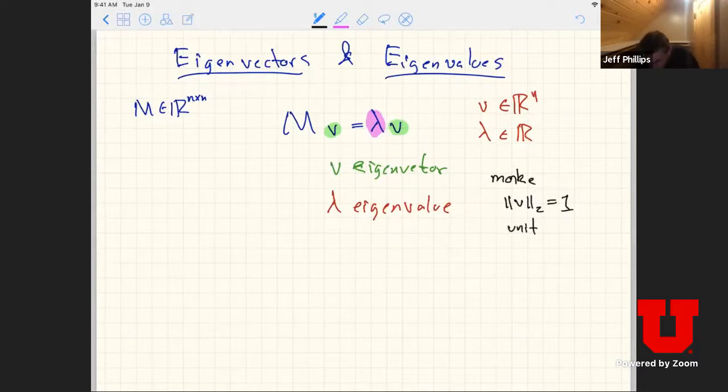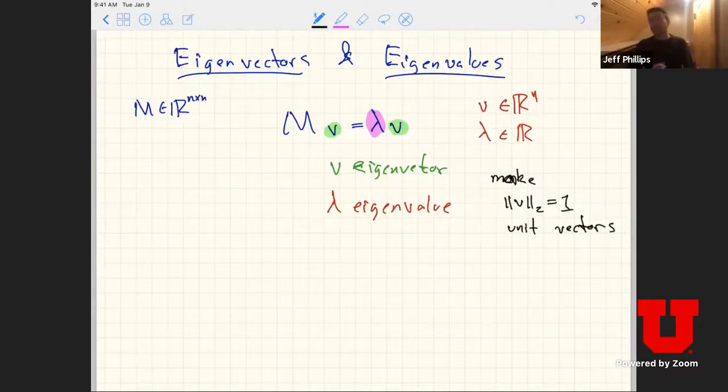This is the typical thing to do, but even if it's not a unit vector, it's still technically an eigenvector. But the packages you run to find the eigenvectors of a matrix are typically going to give you the unit vectors. So these are very special types of vectors. This is not true of an arbitrary vector.